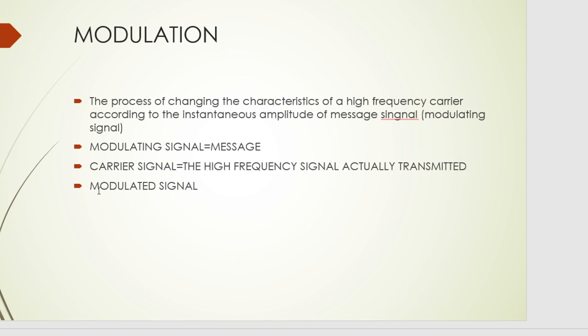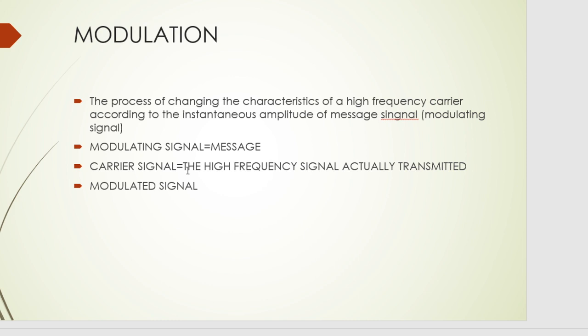Now, always the carrier will be a high frequency signal and the modulating signal will be a low frequency signal. The carrier after modulation is called the modulated signal. Okay, so what is the need for modulating a signal?